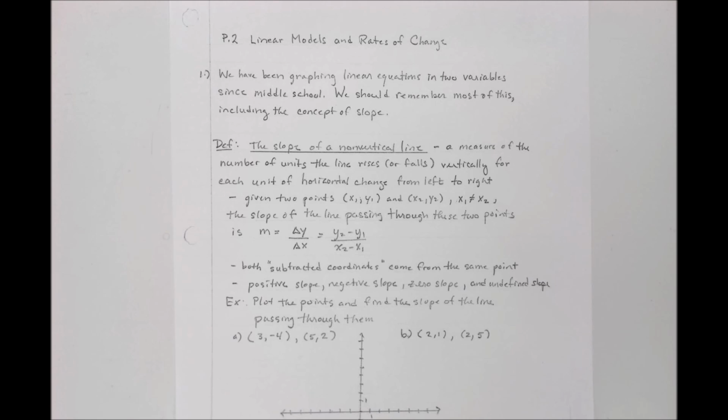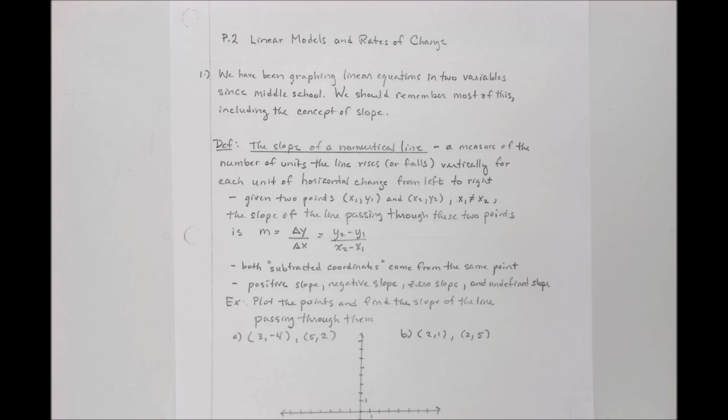Now, they use the letter m for slope because it comes from the French word monter, which is like to climb, the slope of a mountain. Now, remember that the two subtracted coordinates, the x sub 1 and the y sub 1, come from the same point. You could have it the other way around. You could have y sub 1 minus y sub 2 over x sub 1 minus x sub 2, as long as you have the same point where we're getting our subtracted coordinates.